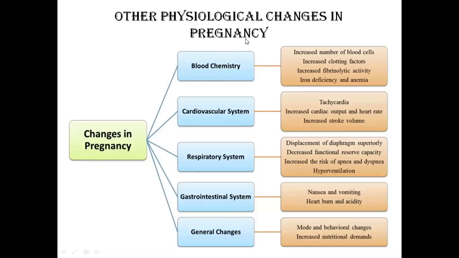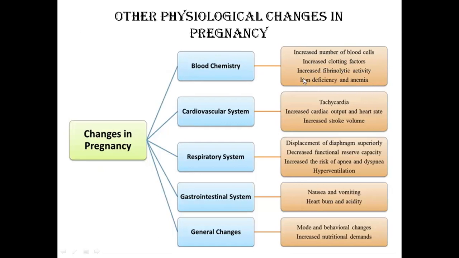Now, coming to our last leg, some physiological changes in pregnancy. In blood chemistry, we see that the blood cells are increased in number. There is an increase in clotting factors, so the viscosity increases. So in pregnancy, we see that ESR increases. At the same time, fibrinolytic activity also increases to maintain a balance. And in spite of large numbers of RBCs being formed, the hemoglobin cannot keep pace.